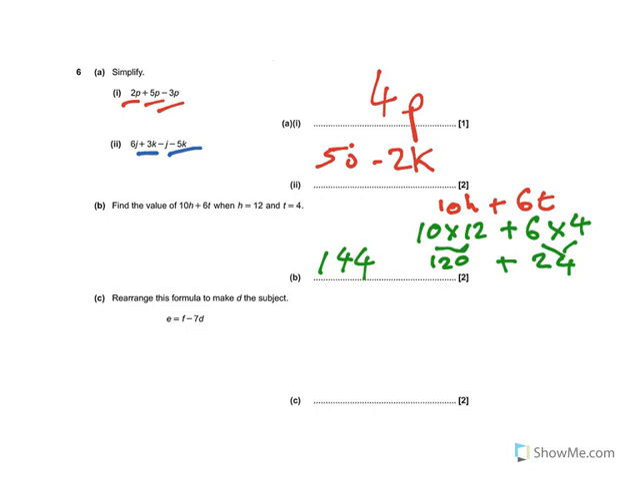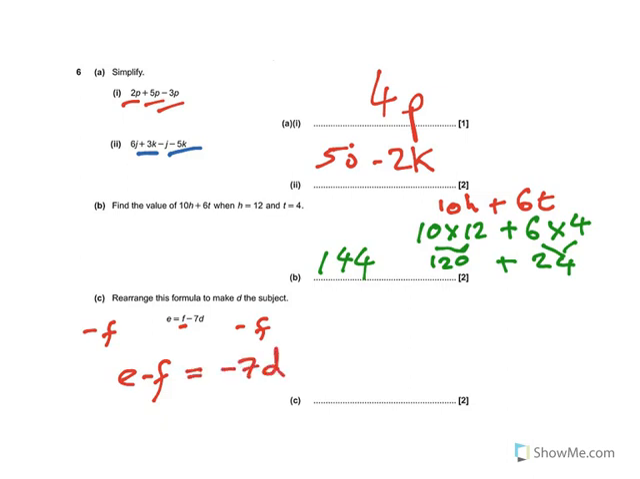So the first thing we need to get rid of is this F, which is a positive F. So we need to take away F from both sides. And therefore we'll have on the left hand side of the equation E minus F equals minus 7D.